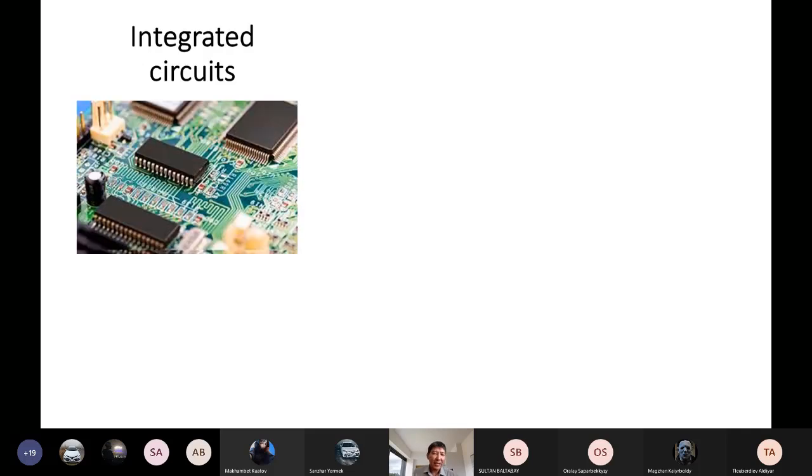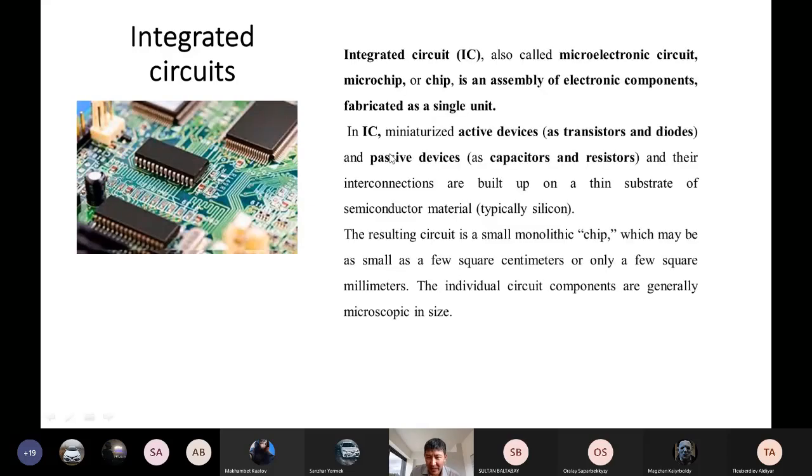It is a circuit simulation software that we will use in the labs. Okay, but before we start, we will work a lot with integrated circuits, because digital systems are based on integrated circuits. So what are integrated circuits? Here you can see a circuit, and you can see this black box. It is actually an integrated circuit, so let's see some definitions. An integrated circuit, also called a microelectronic circuit, microchip, or just chip, is an assembly of electronic components fabricated as a single unit. An integrated circuit consists of some active devices, which are transistors and diodes, and some passive devices.